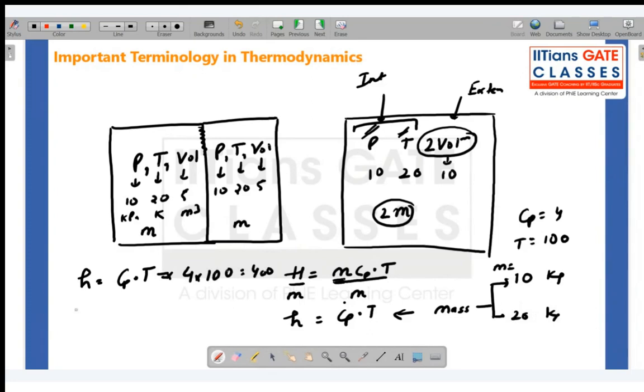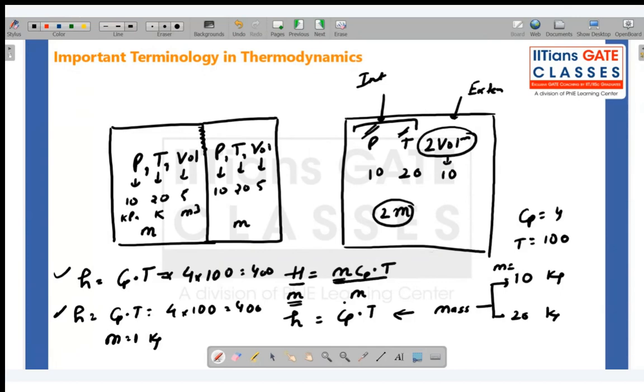Now let me increase mass to 20 kg. So let me calculate small h again. Cp into T, 4 into 100 is equal to 400. Is my small h changing? It's not changing. Once you divide it by mass, it becomes per unit mass. Here, everywhere, my mass is equal to 1 kg, simple. Is it clear, Bhaveshri?